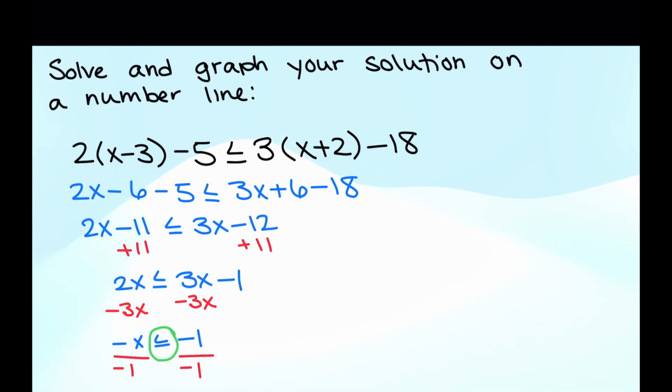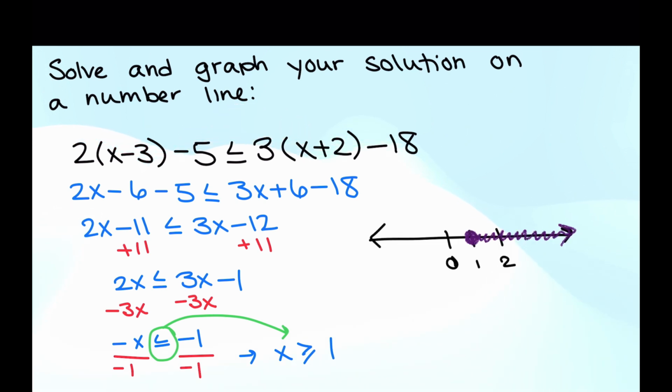Because I'm dividing by a negative now, that is going to flip the direction of the inequality. And so that gives me x, inequality flips to bigger than or equal to, and then +1. So x is bigger than or equal to +1. So on the number line, I'll put a closed circle at +1 and shade to the right.